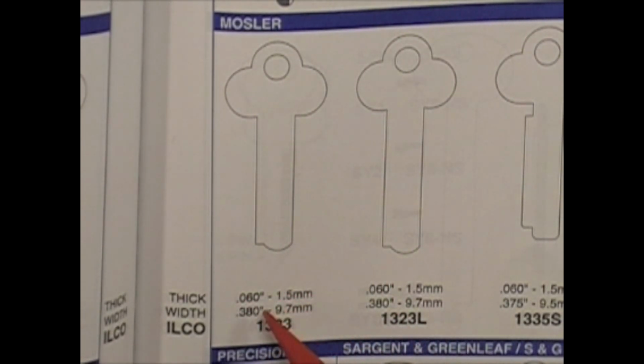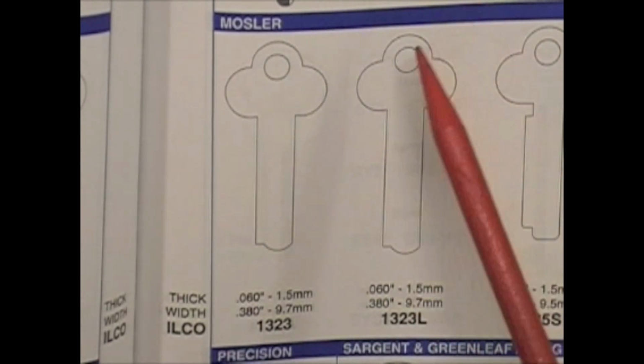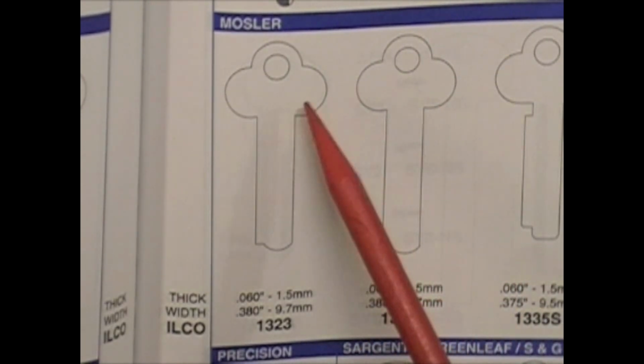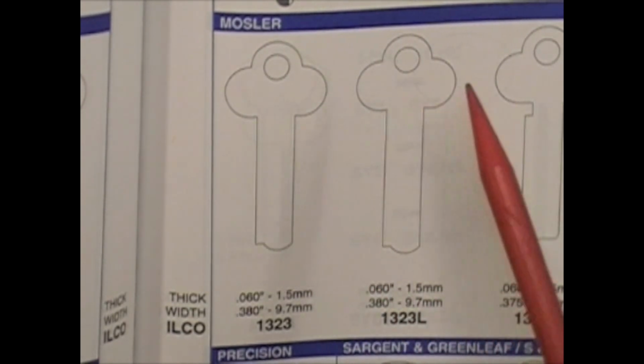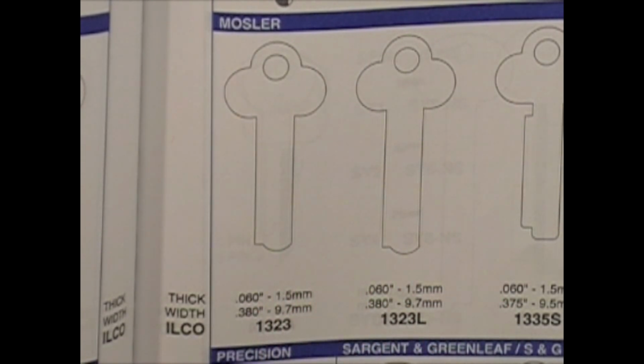So just take a micrometer and measure the thickness and the width. If you know the brand name, you already know where to start looking. But again, you'll have drawings of the key blanks along with the measurements for the thickness and the width, and you'll be able to find the key blank fairly quickly in most cases.